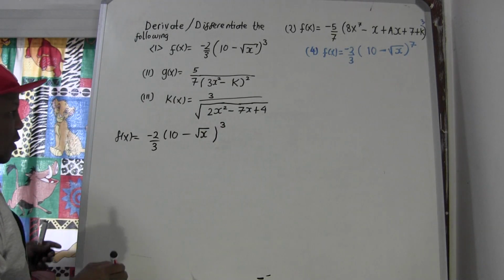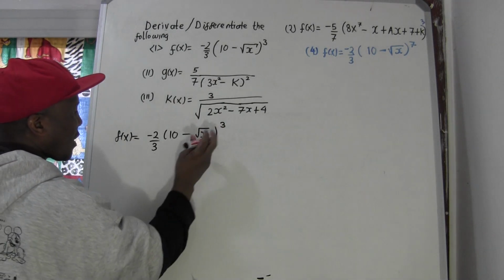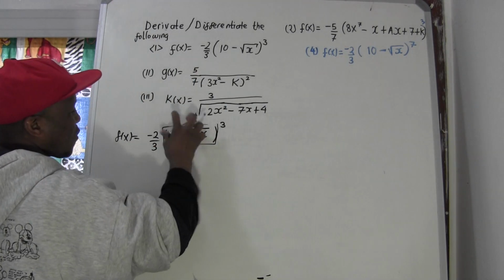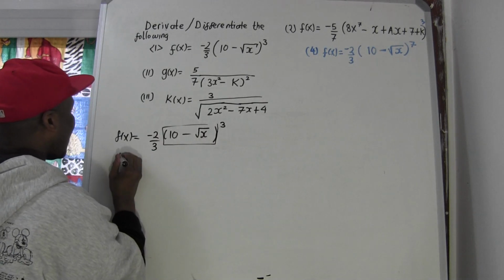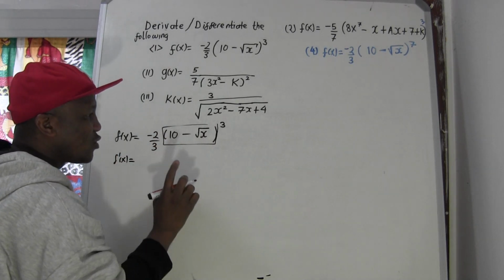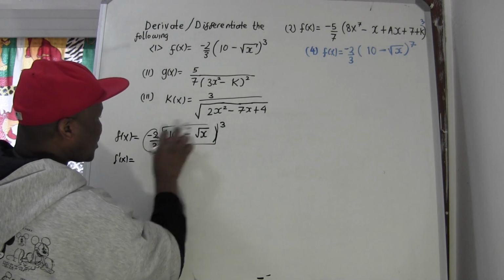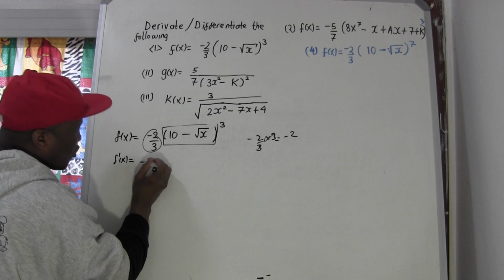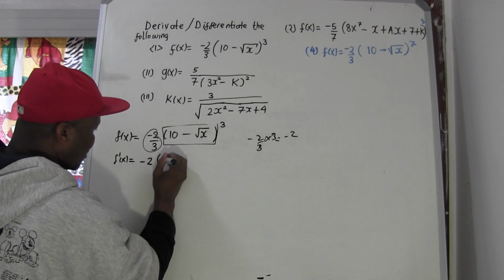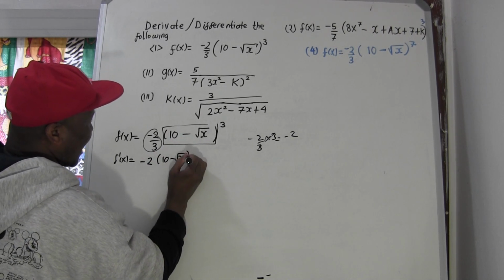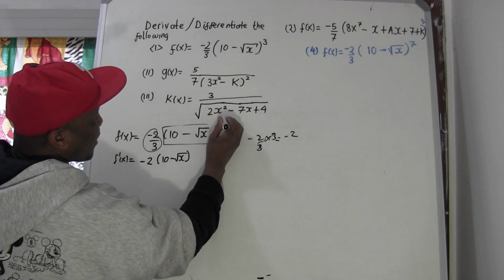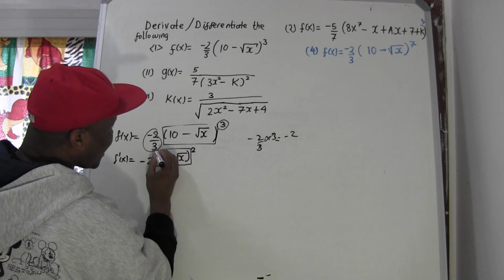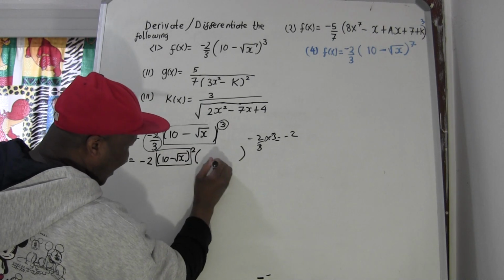I'll show you something. Whenever you have a bracket, treat it as one thing. So I'm going to take the 3 to the front. Now f prime equals: -2/3 times 3 equals the constant -2. Then drop the bracket as it is, which is 10 minus square root of x, to the power 3 minus 1, whatever is there minus 1, so 3 minus 1 equals 2. And the next step, the one that you dropped, you differentiate it, and then write your final answer here.